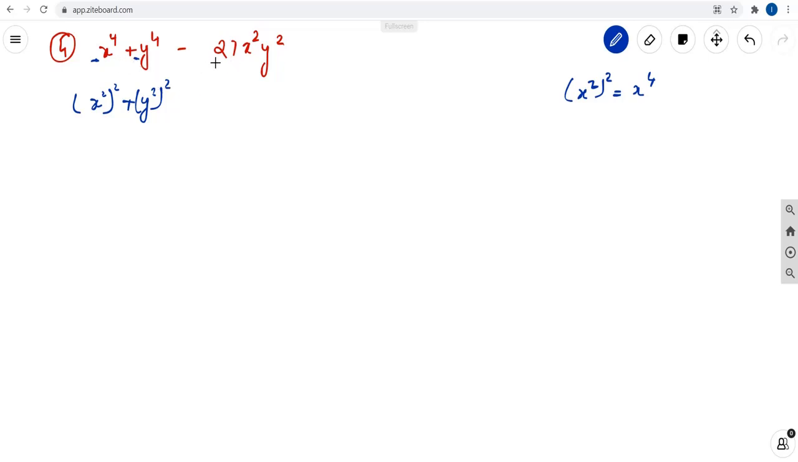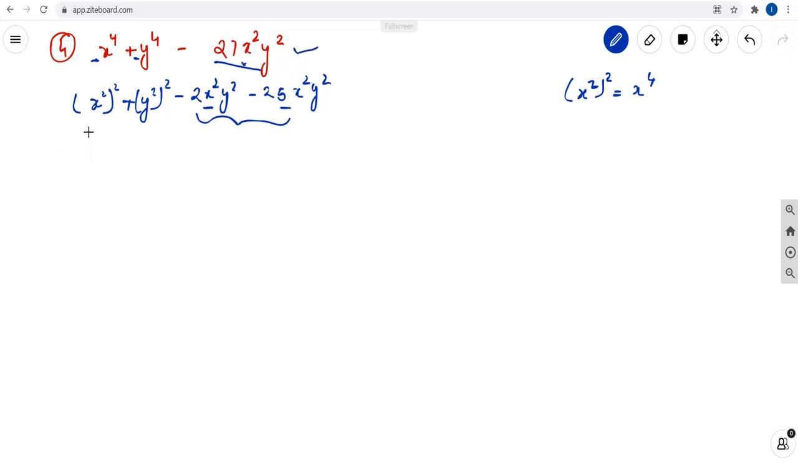So what will I do? I will write this term as minus 2x²y² minus 25x²y². So if I add these two terms, I'm going to get 27x²y².